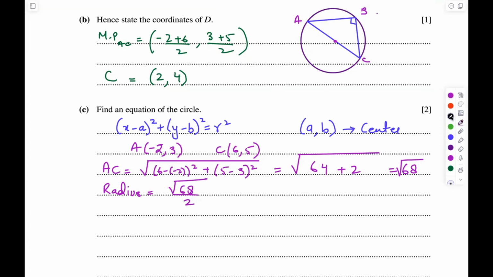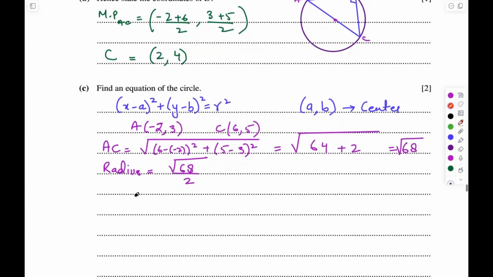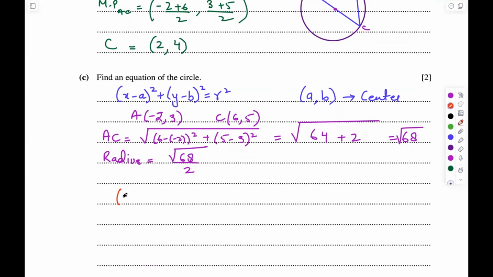Now writing the equation of the circle, so that will become x minus a whole squared. The x coordinate of the center was 2. So that will be x minus 2 whole squared plus y minus the y coordinate of the center, which was 4. And this is square root of 68 upon 2, and this will be whole squared up here.